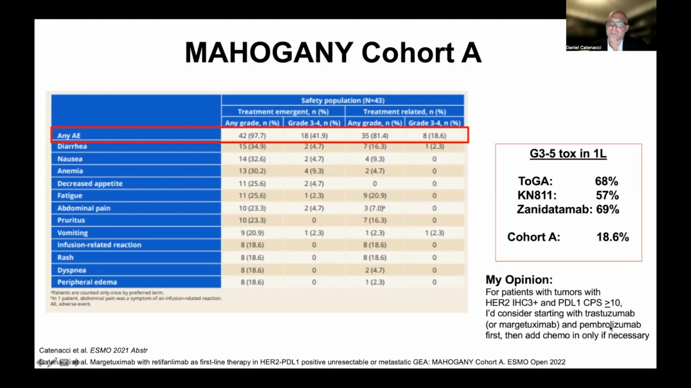Or because trastuzumab and pembrolizumab are already approved with chemo, one could consider doing just the treatment with the targeted therapies in the absence of chemotherapy, and only add the chemotherapy in if necessary, if and when there's evidence that it's not effective with just the antibodies alone.